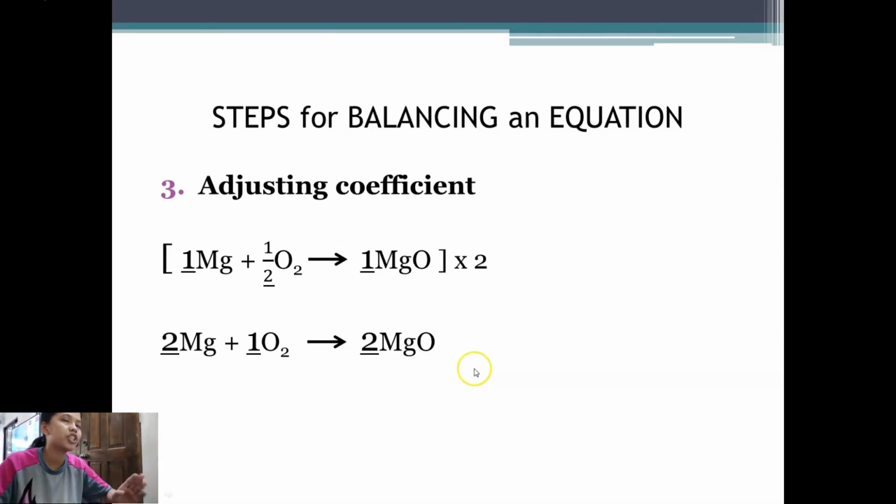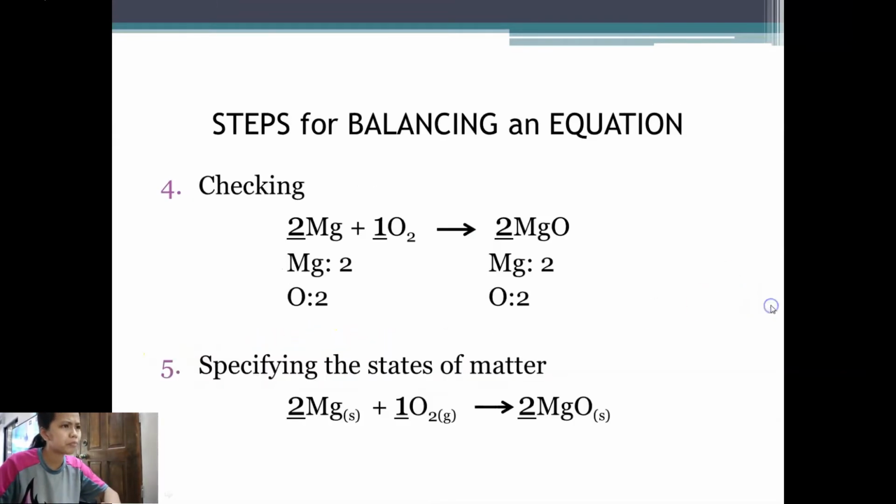The third step is adjusting the coefficients. It would be much more convenient if every coefficient that will be seen is a whole number. So how do we get rid of this fraction? Simply by multiplying the denominator to the whole equation. So the denominator here is 2. We're going to multiply the whole equation by 2. So now we have the new equation 2Mg plus 1O2 yielding 2MgO.